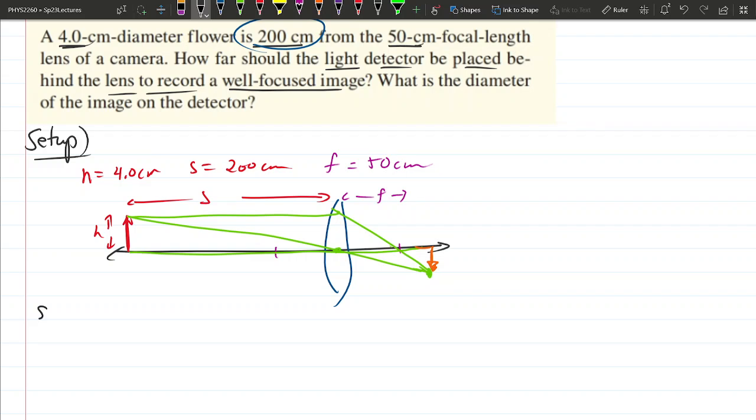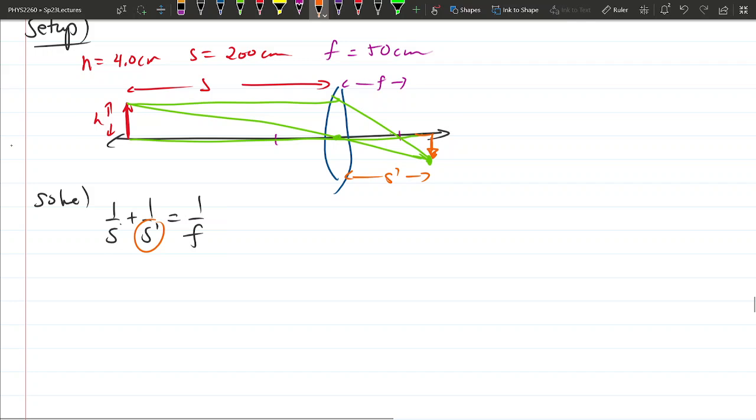To actually solve this problem, we need our thin lens formula, which is 1 over s plus 1 over s prime equals 1 over f. It's kind of similar to capacitors in parallel and series. The location of this s prime is what we're interested in, so we're trying to solve for s prime here. So 1 over s prime is going to be 1 over f minus 1 over s.